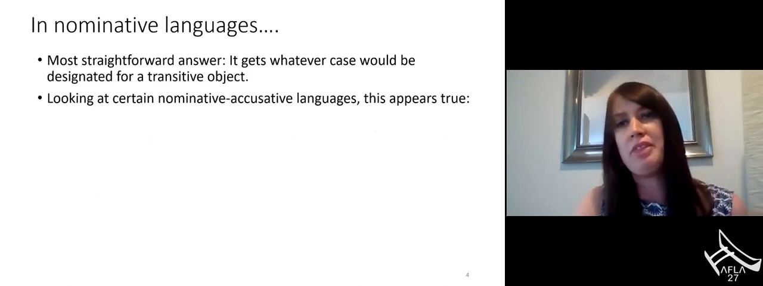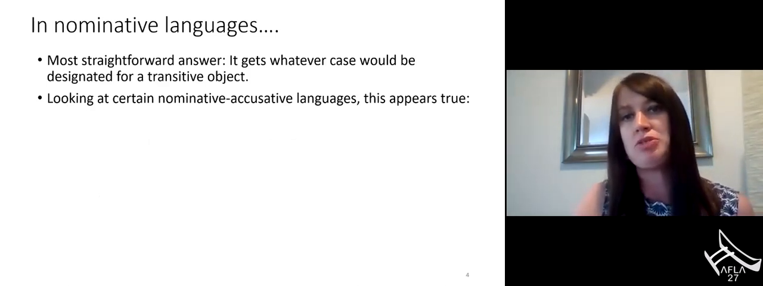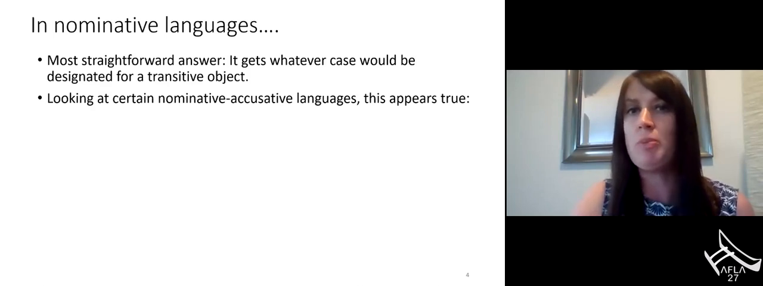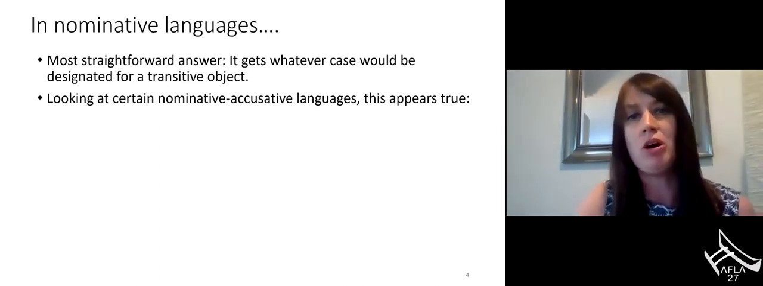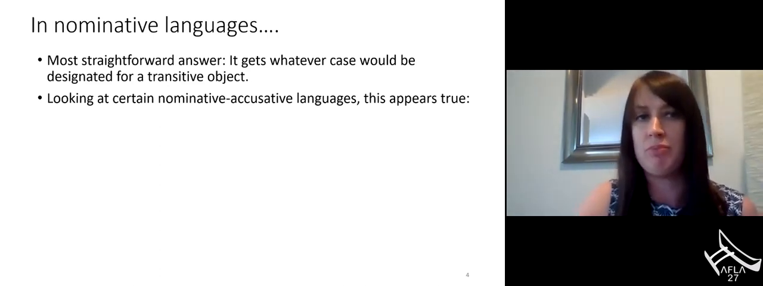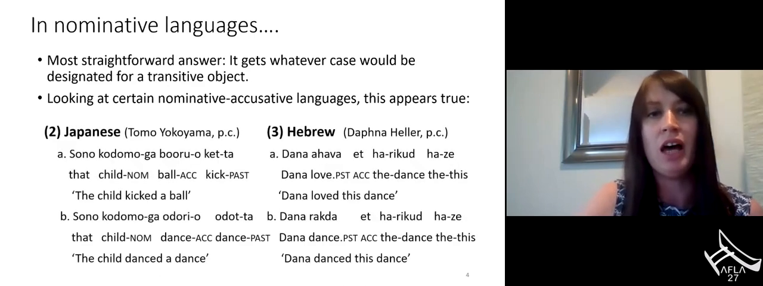So if we think about nominative languages, the most straightforward answer concerning an unergative object would be that it gets whatever case would be designated for a prototypical transitive object. And if we look at nominative accusative languages like Japanese and Hebrew, this appears to be true. So let's take a look now.